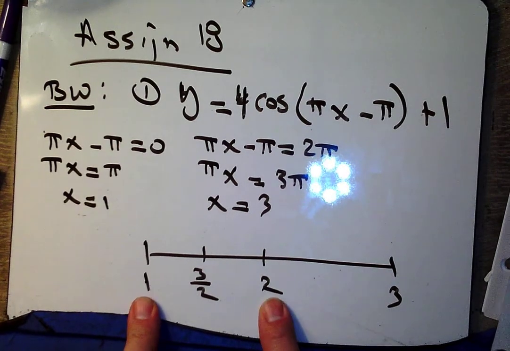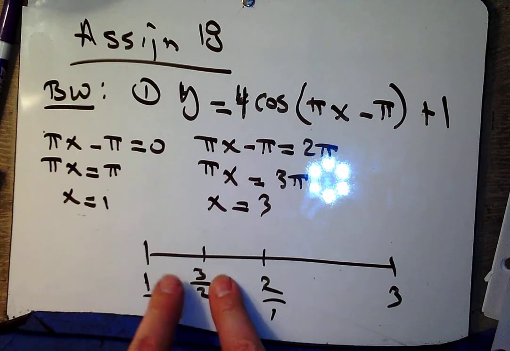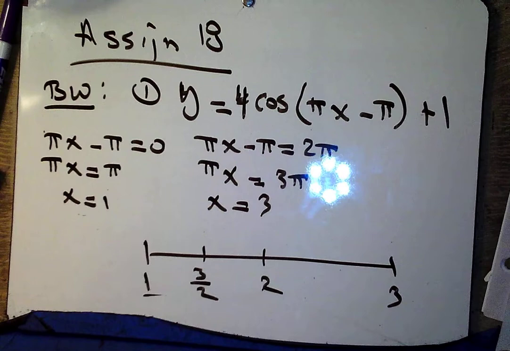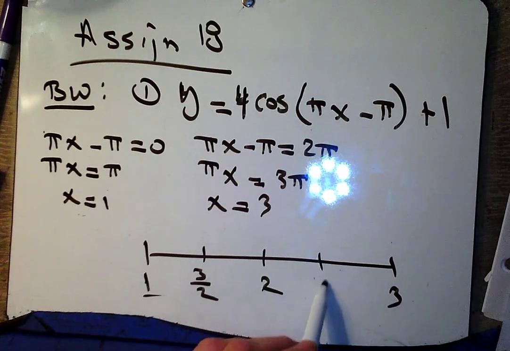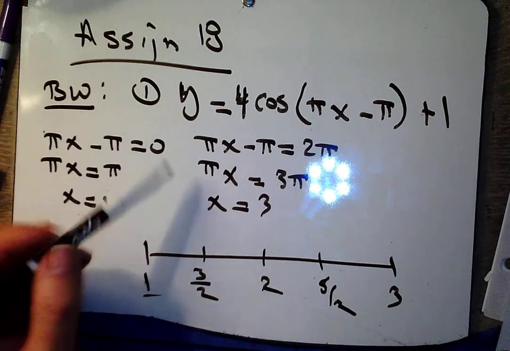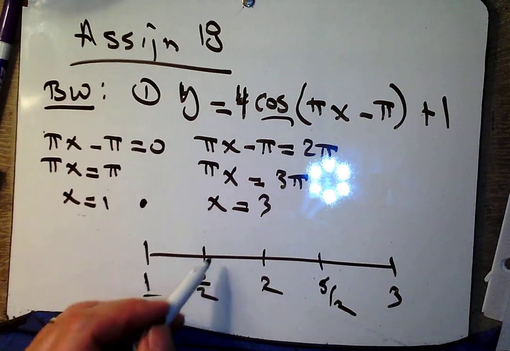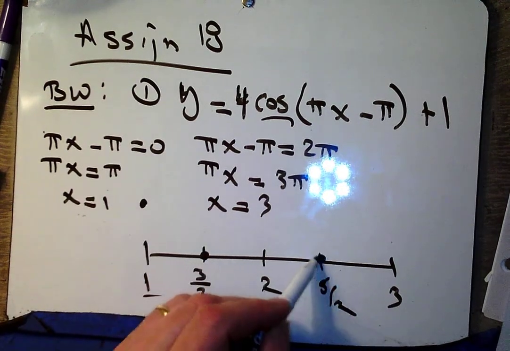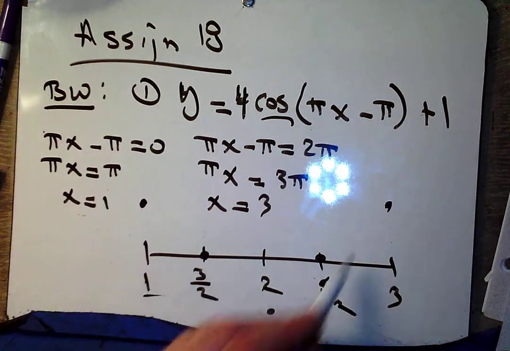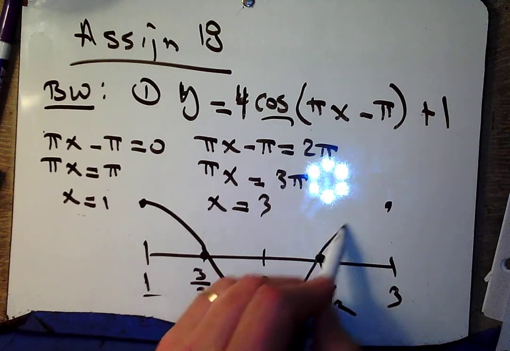Look, add the numerator, double the denominator. 1 plus 2 is 3, double this, there we go. And halfway in between 2 and 3, 5 halves. Nice. Next, draw in the shape for cosine. It's positive cosine, so we start high, head low, and then back up again. Please do not draw a parabola shape. I need concave down, concave up, concave down.